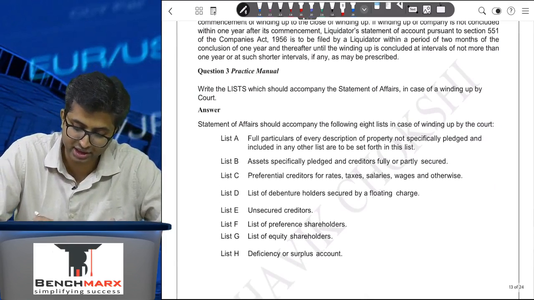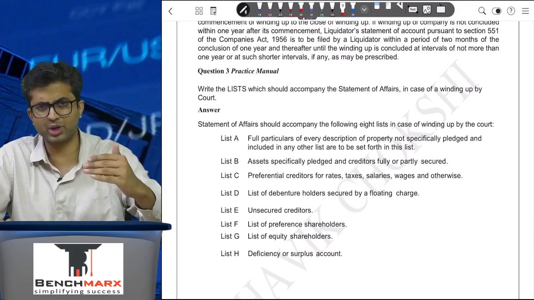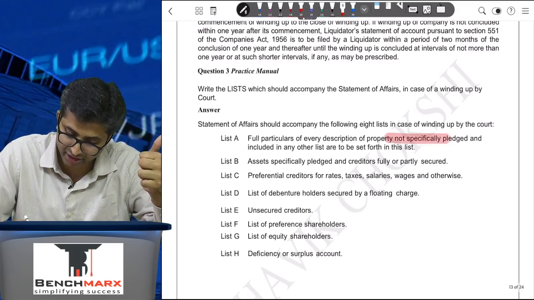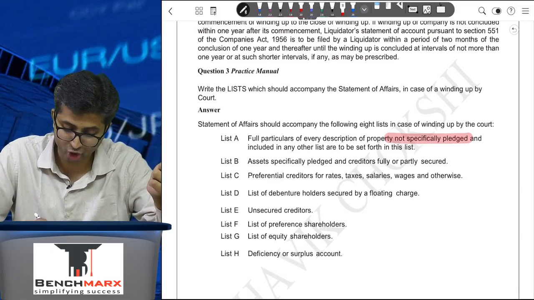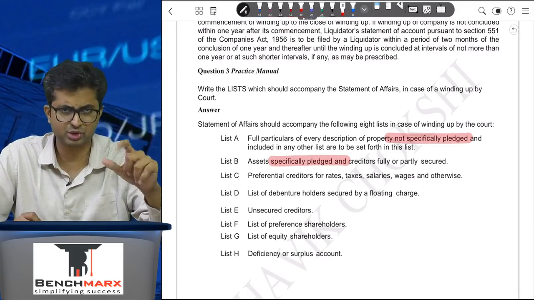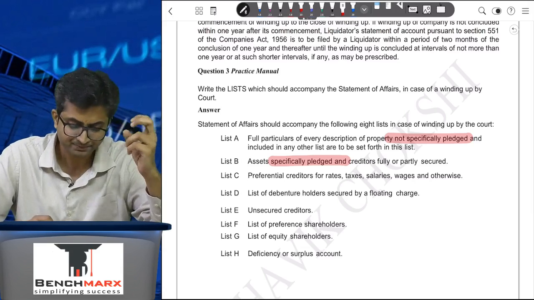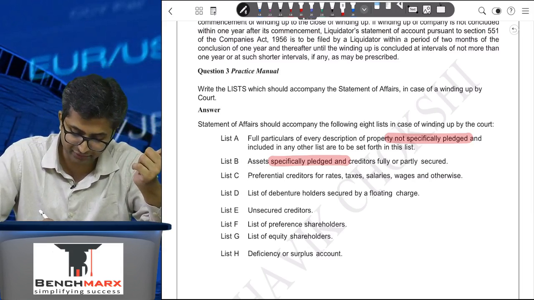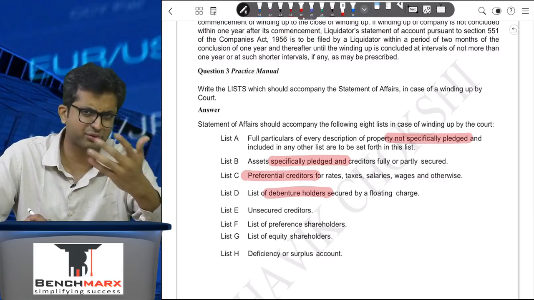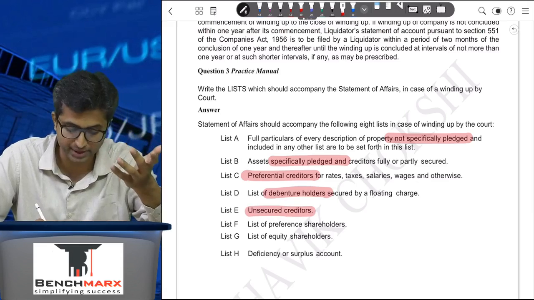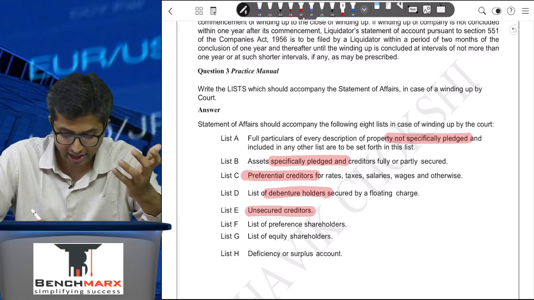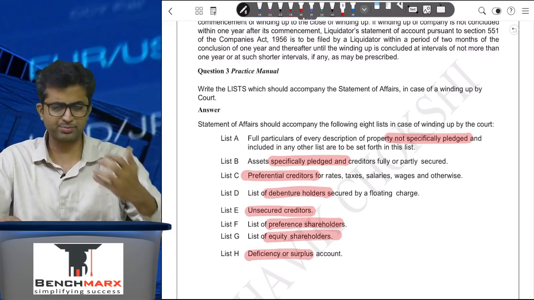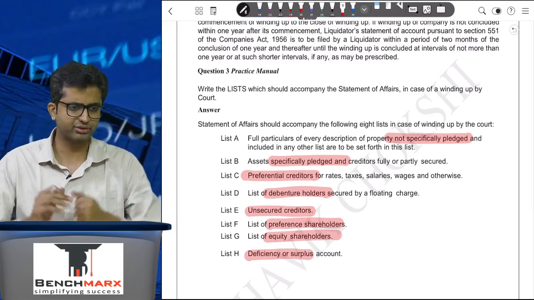What are the lists? The next question is, what are the lists that a company should prepare? Well, there are lists up to H. A is assets secured but not specifically pledged. B is secured and specifically pledged. So here we find the surplus or deficiency. So these are two for assets, then it goes to liabilities. List C is preferential creditors. D is debenture holders who have a floating charge. E is unsecured, the big list of unsecured creditors. F is preference shares, G is equity shares, and H is the deficiency or surplus, where you also explain the reasons for deficiency and surplus.